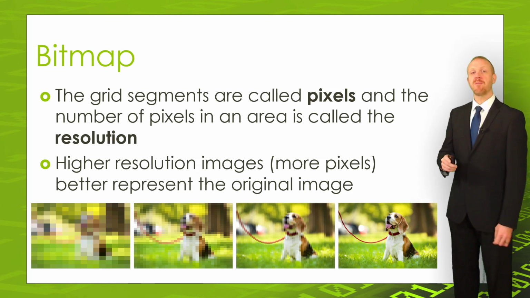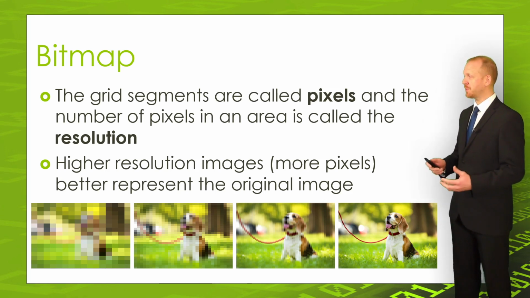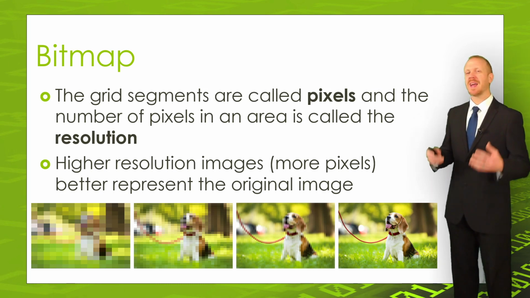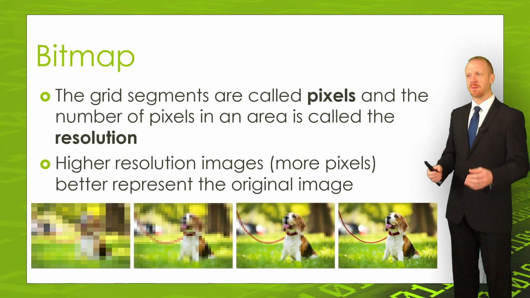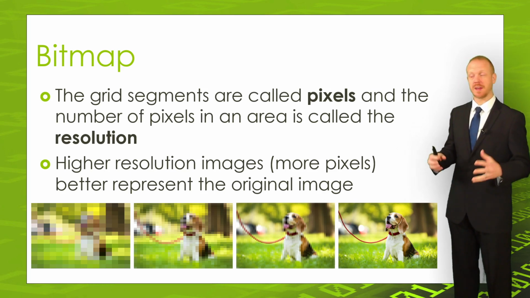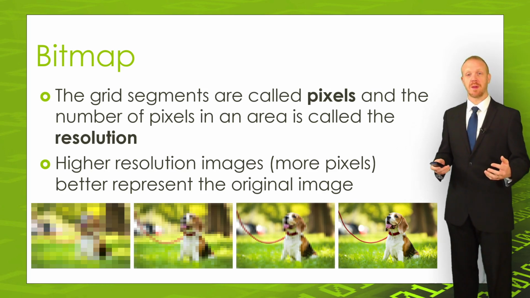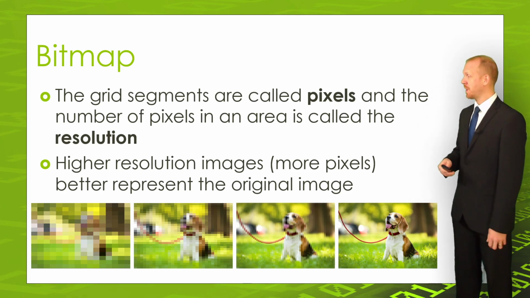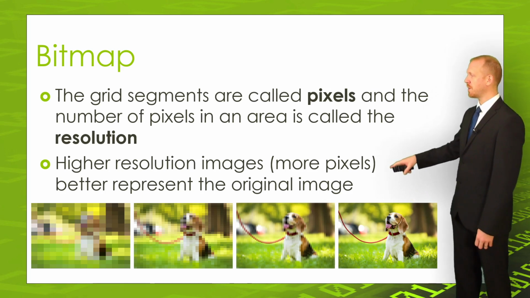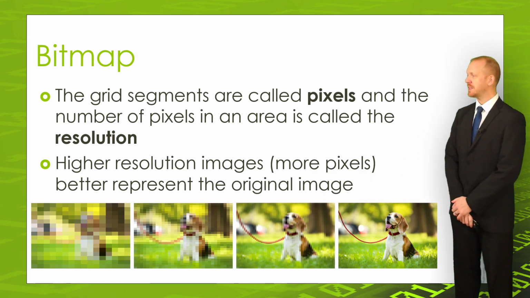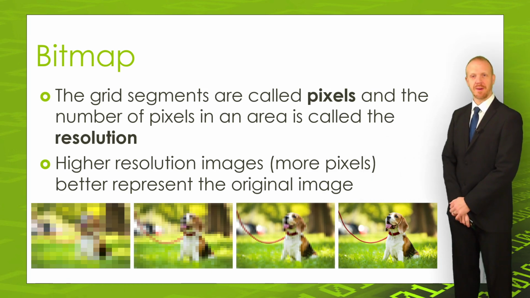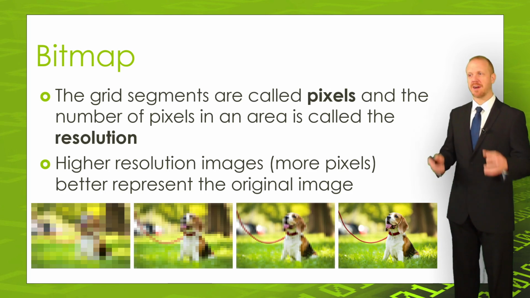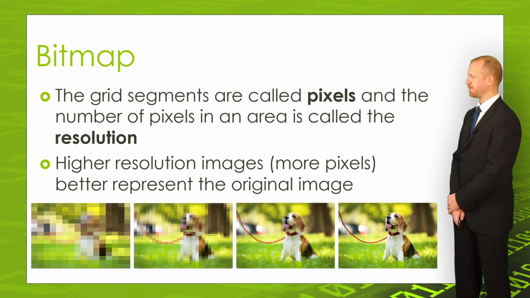Now the number of pixels contained within an area is referred to as the resolution. So a high resolution image is made up with lots and lots and lots of tiny pixels, or a huge number of rows and columns in that grid, whereas a low resolution image is made up of fewer of them. So if we look down here at the bottom, a low resolution over at that side, down to a higher resolution here, you can see how the dog becomes clearer and clearer. High resolution images have more pixels and are much better to look at.